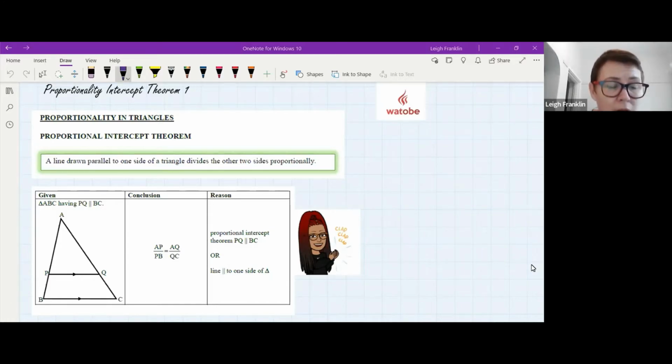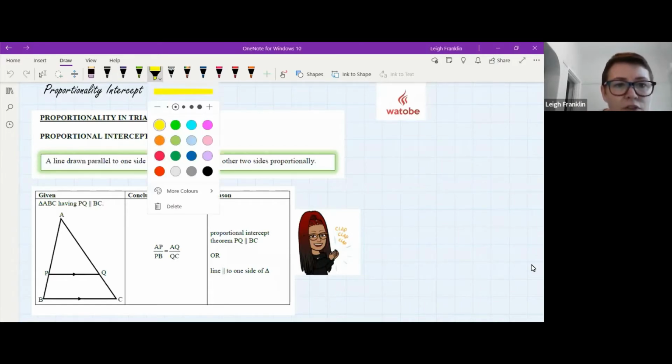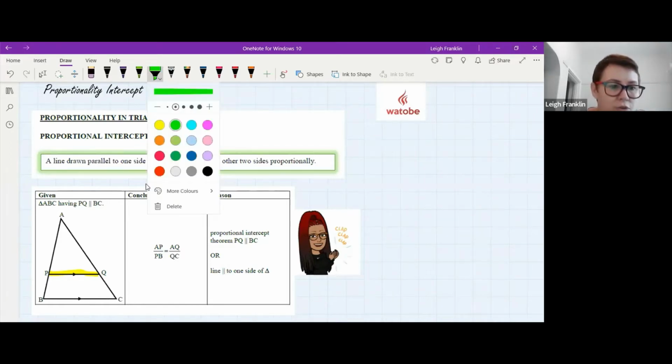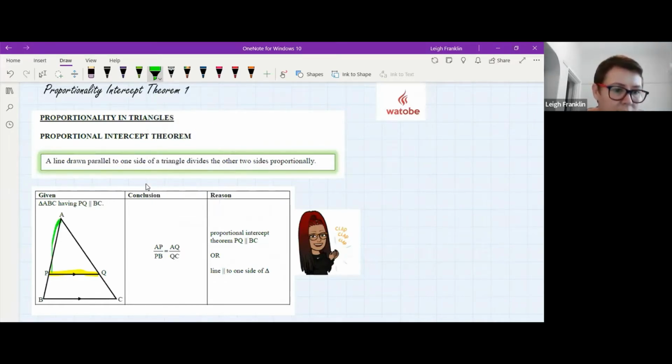Okay, so remember last time we said that the proportionality intercept theorem tells us that the line drawn parallel to one side of a triangle divides the other two sides proportionally. So the remaining two sides are cut into the same proportions. It's those sides over there.